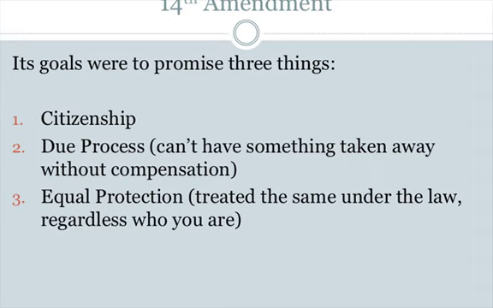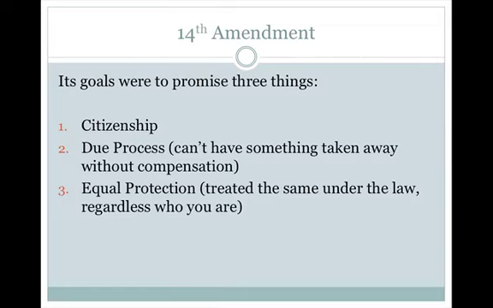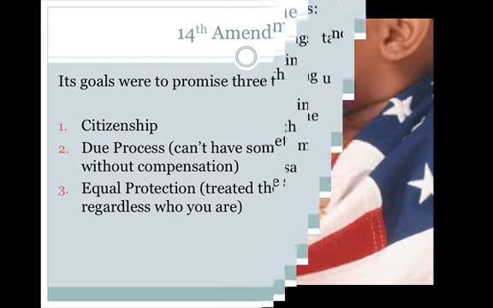And number three, equal protection, so that if you're a citizen of the United States, regardless of your economic status, your race, the color of your skin, you would be treated the same under the law. So those three things, the goals of the 14th Amendment, were to promise citizenship, due process, and equal protection. Now, of those three, I think the most interesting one is the first one, citizenship.